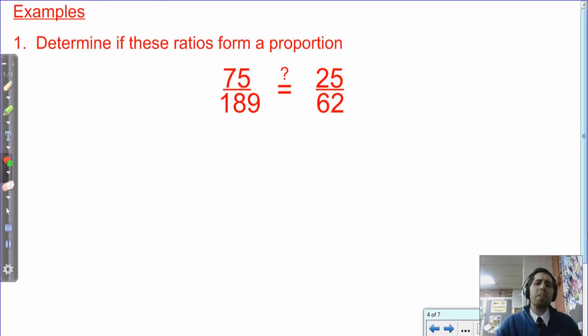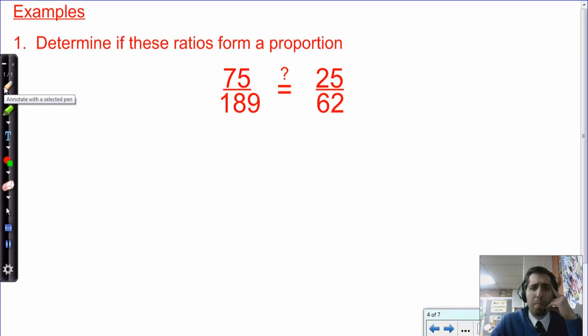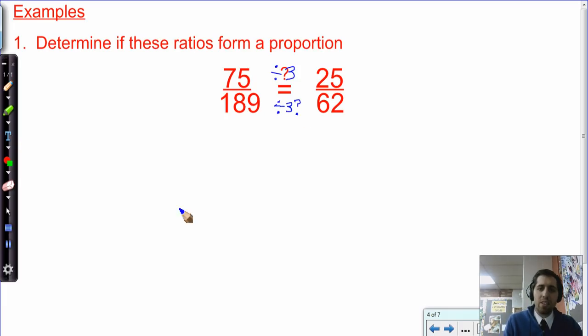First problem says determine if these ratios form a proportion. So what I'm going to say to myself is, okay, to check this out, I could either find out if they're equivalent fractions, or I could do the cross your heart method and right and left must be equal to each other. What I'm actually going to say is the easier way to do this is to say I know that 25 goes into 75 like quarters. So I know that 75 divided by 3 is equal to 25. So what we need to figure out is, does 189 divided by 3 equal 62?